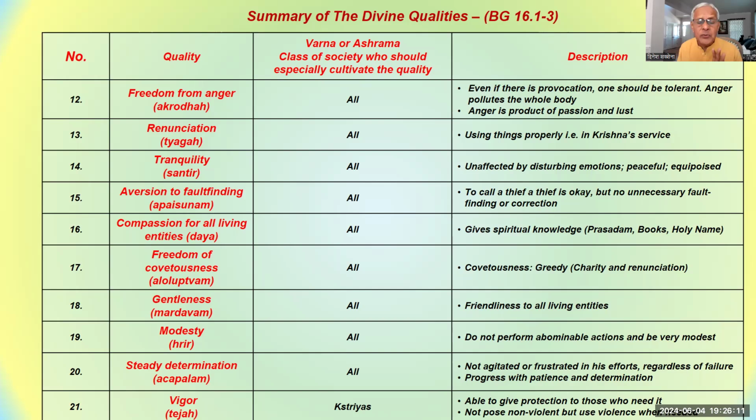Freedom from anger. We know that when there is krodha, then the anger results into our delusion and the loss of memory, and the result is we fall down again. So anger is the worst thing.